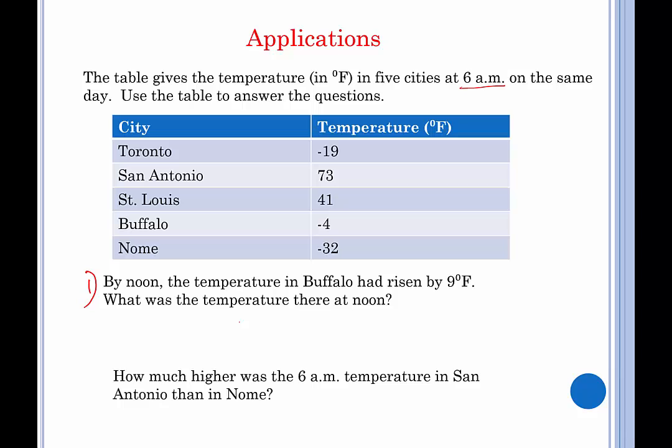Our first question, we're told by noon the temperature in Buffalo has risen by 9 degrees Fahrenheit. So it has risen by 9 degrees. I'm going to go ahead and circle Buffalo up here. So what is the temperature there at noon? So it's risen by 9 degrees. Our operation is going to be addition. So we're starting off at -4. That's 6 a.m. And we're rising by 9, so we're going to add 9 degrees. And that will bring us up to 5 degrees.